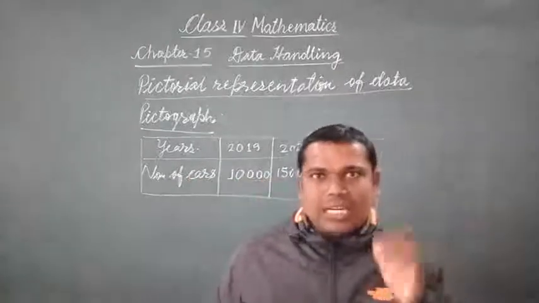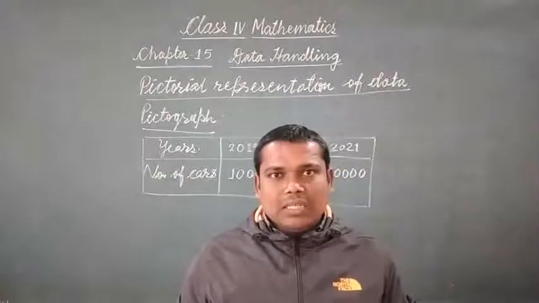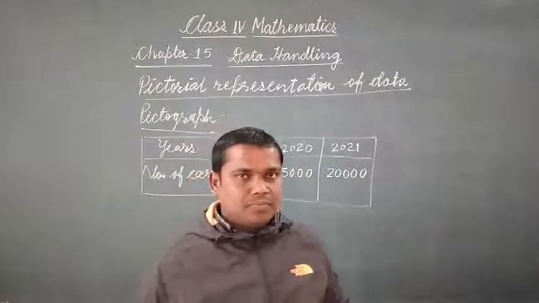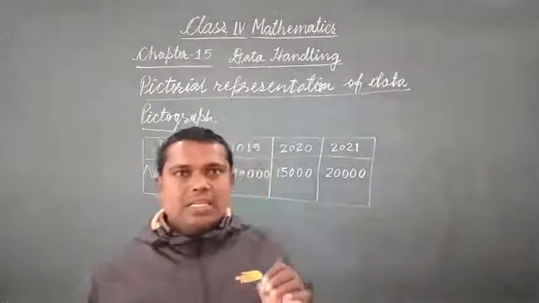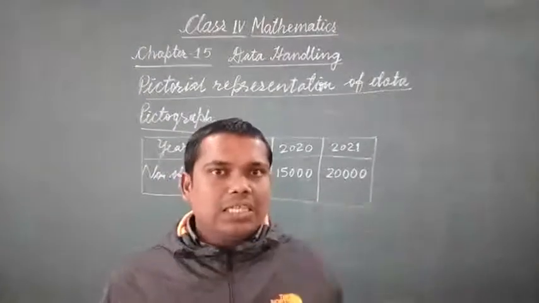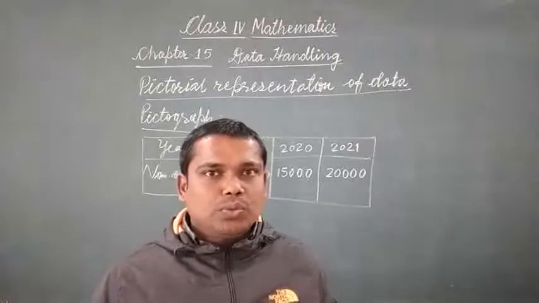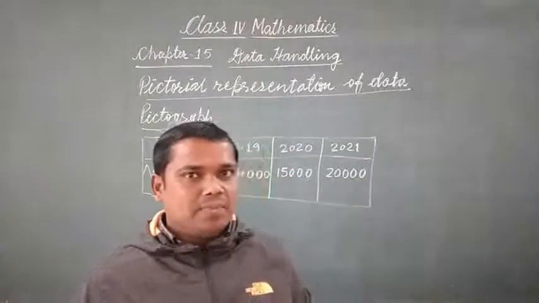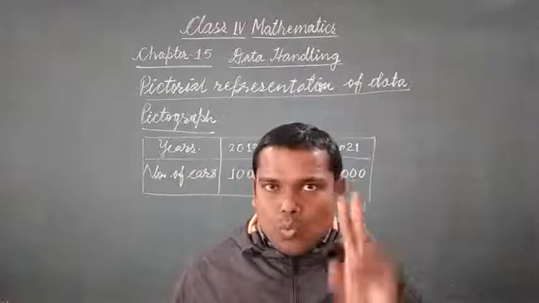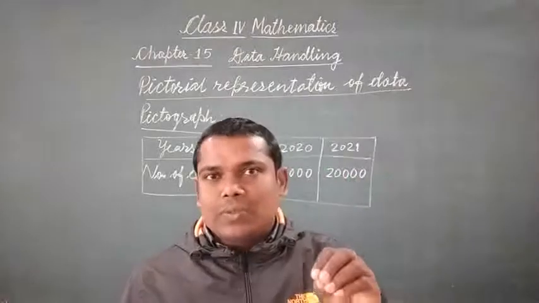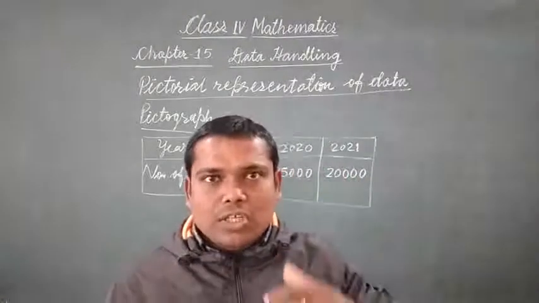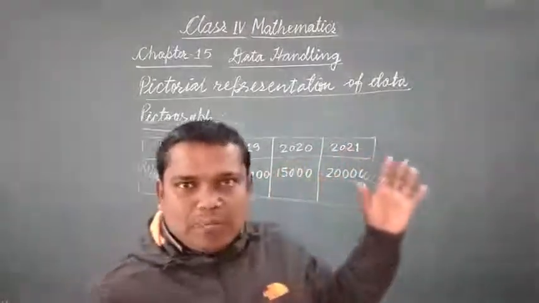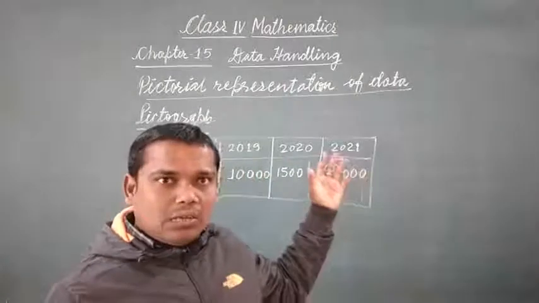To represent the car, we can take the symbol of a car and we write that one symbol of car is equal to 5,000 cars. Means the car symbol we draw, one symbol of car is equal to 5,000 cars. So how to represent this information in pictograph, look at the board.